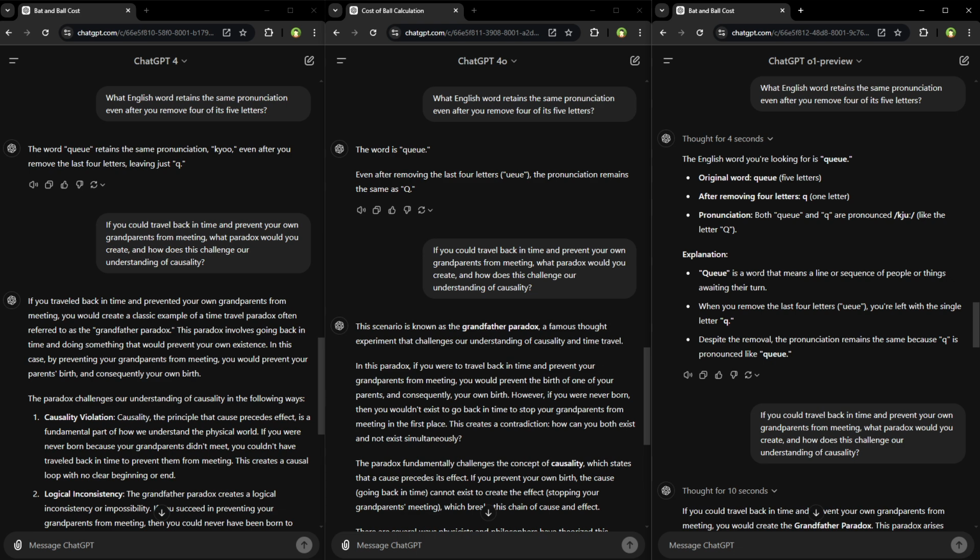Next question was, what English word retains the same pronunciation even after you remove four of its five letters? All three answers correctly identify the word "queue" and explain how it retains its pronunciation after removing four letters. However, there are differences in their depth and clarity.